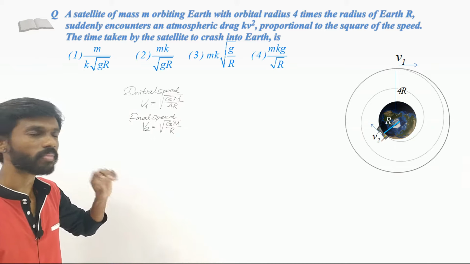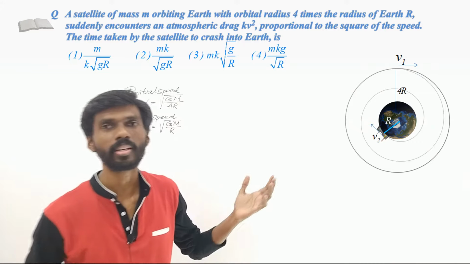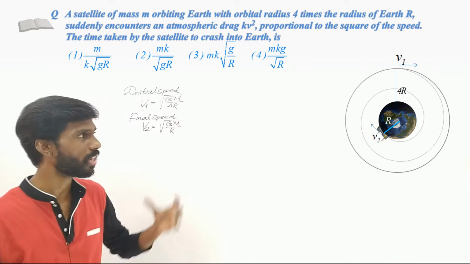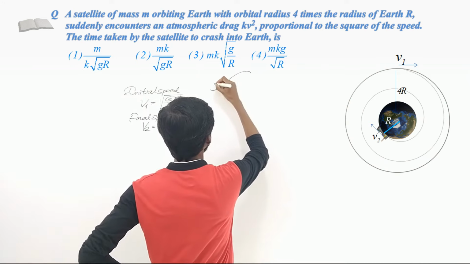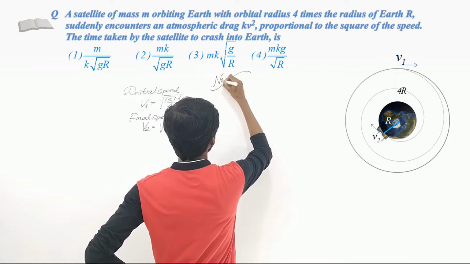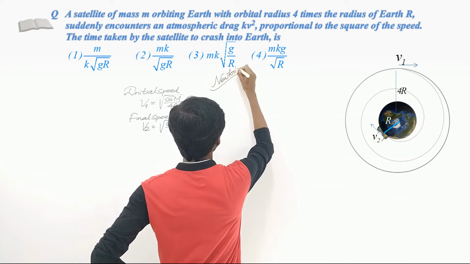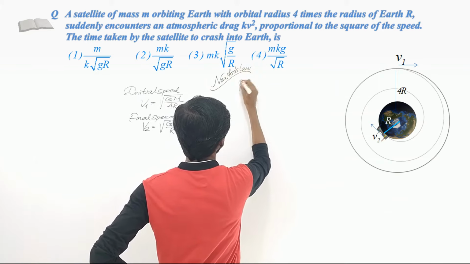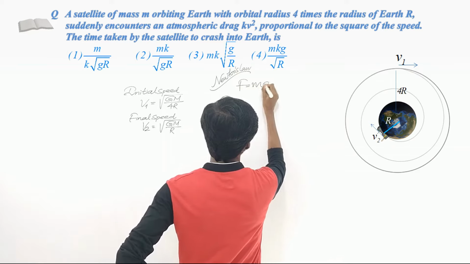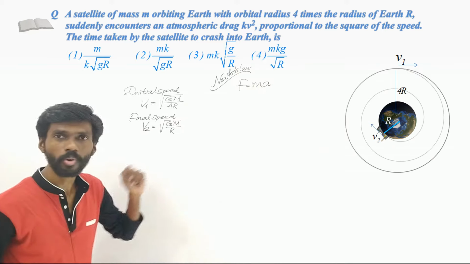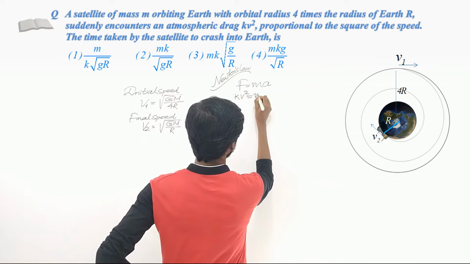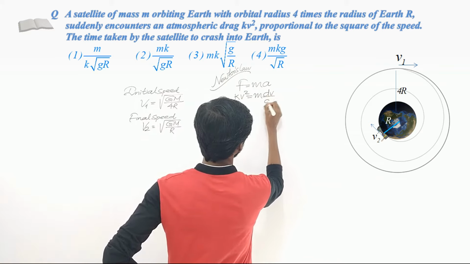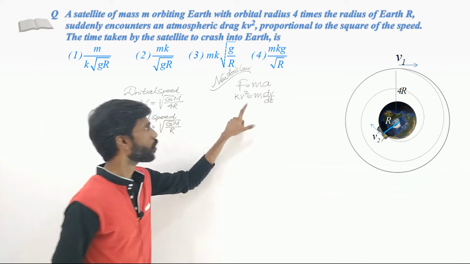Is that okay? Alright. Now obviously we can't use the conservation of energy or angular momentum here because there is an external force acting on the object. So what we use here is simply Newton's laws. We simply use Newton's second law. So what is that? Force equals mass times the acceleration. So the force is given in the question, so that is kv squared. That equals mass times the acceleration, which is the rate of change of the velocity. So this is the relation.